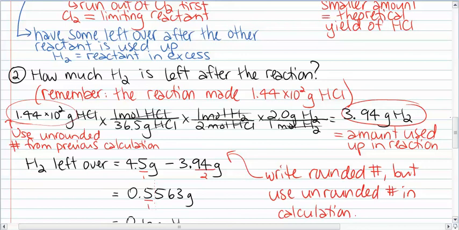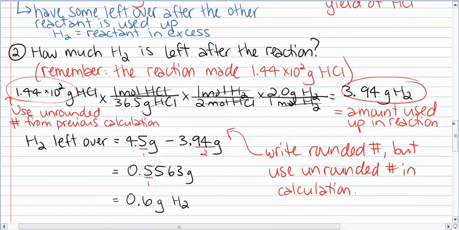We have to pay attention to sig figs here. We're subtracting, so we're looking at decimal places. 4.5 has 1, 3.94 has 2, so our answer gets 1, and we round to 0.6 grams of H2. So that's how much is left over after the reaction.